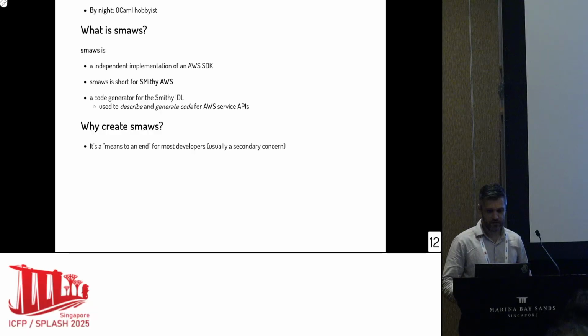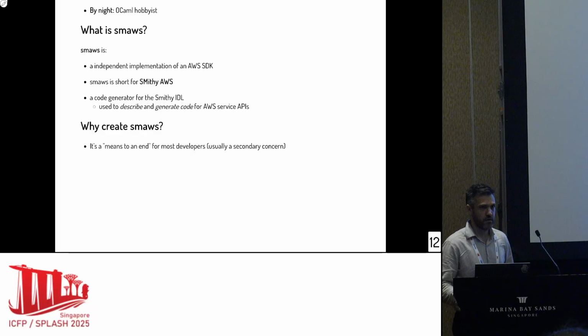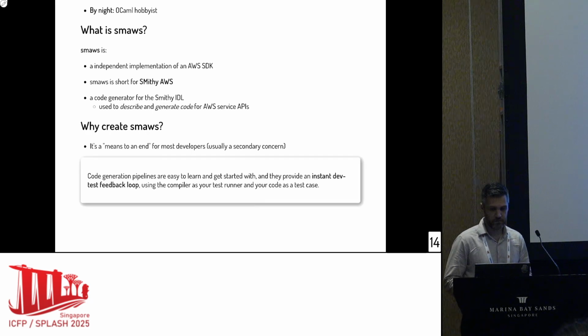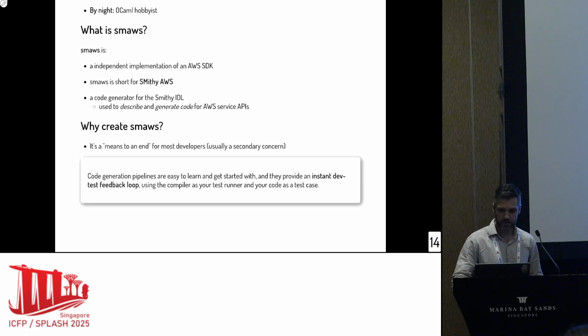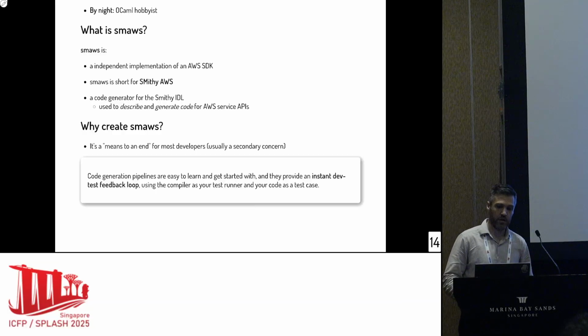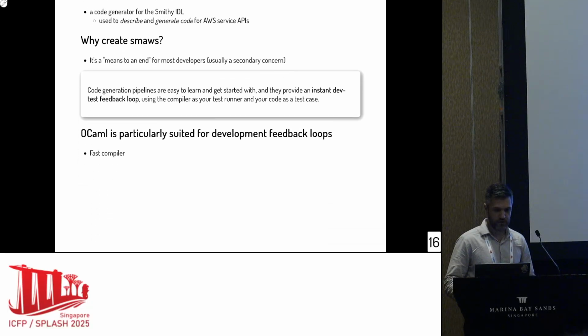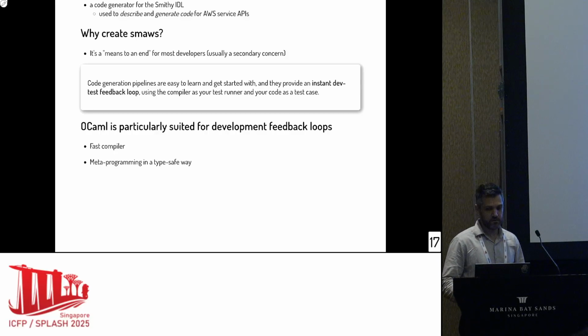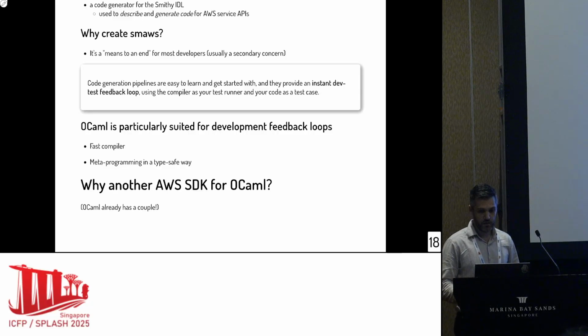For most developers, SDKs are a secondary concern next to implementing their business functionality. For me, it's because smaws provides a solid project for learning about OCaml. It's ultimately a code generator, which are easy to get started with for new projects. They provide an instant dev test feedback loop to check your work. You use the compiler as your test runner and your code as a test case. OCaml, I think, is particularly well suited for development feedback loops because of its fast compiler and its type-safe metaprogramming abilities. So why develop another AWS SDK for OCaml?